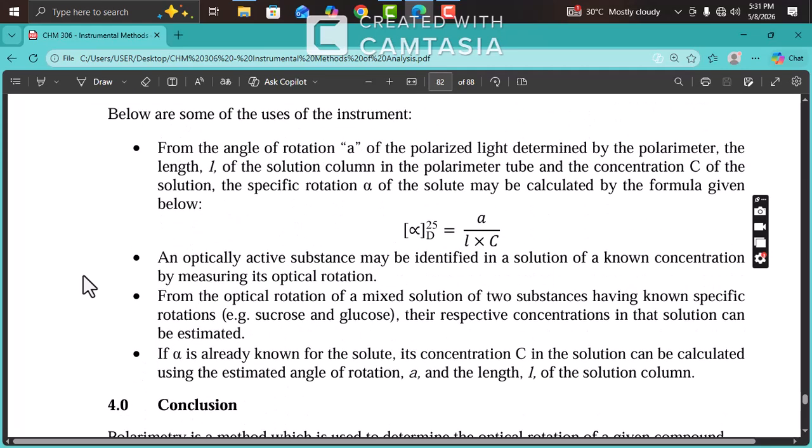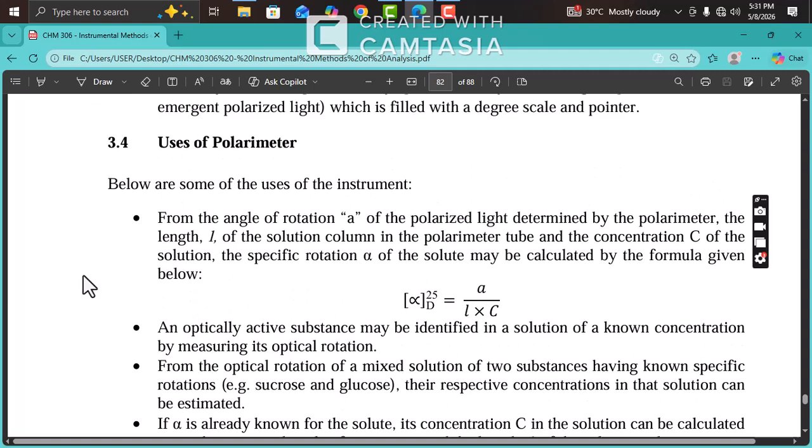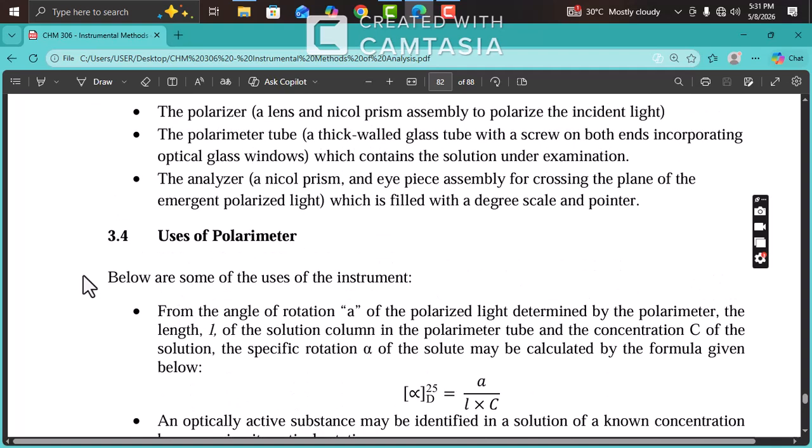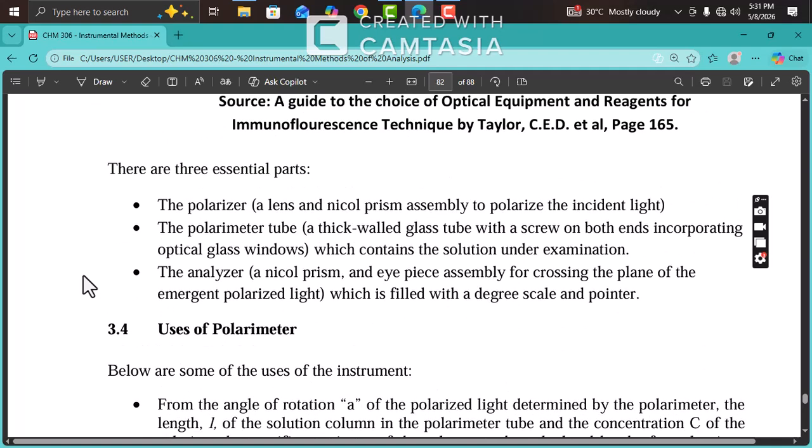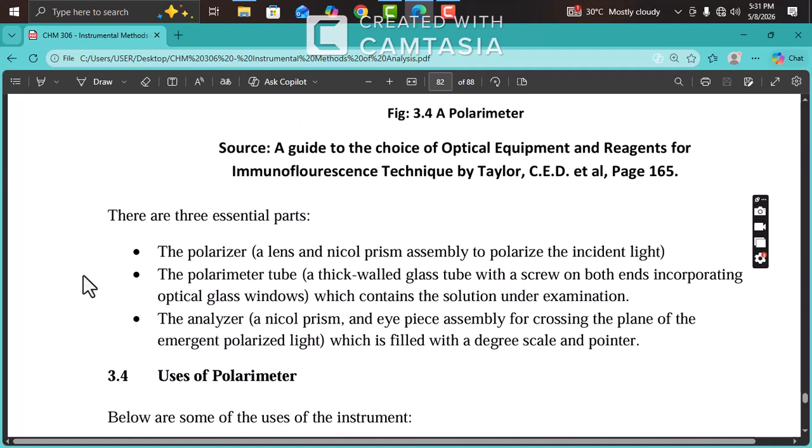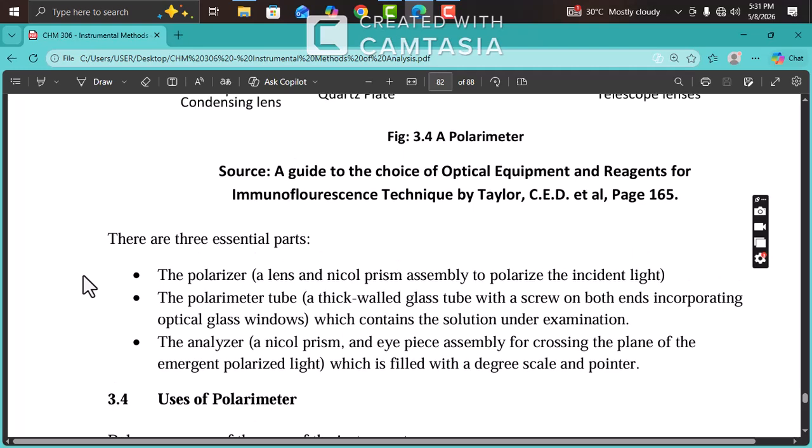Now let's look at some small uses of polarimeter. Before then, we talked about the essential parts. The polarizer is what you use to polarize the incident light. Then you have the polarimeter tube. Then you have the analyzer, that's the nickel prism. So those are the essential parts out of the whole lot.